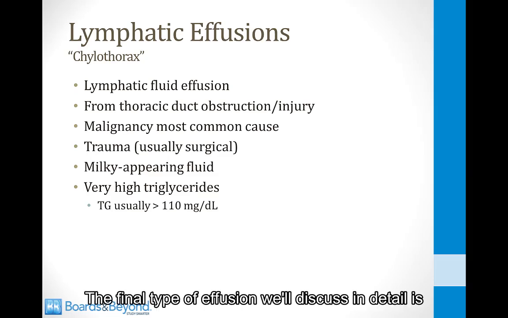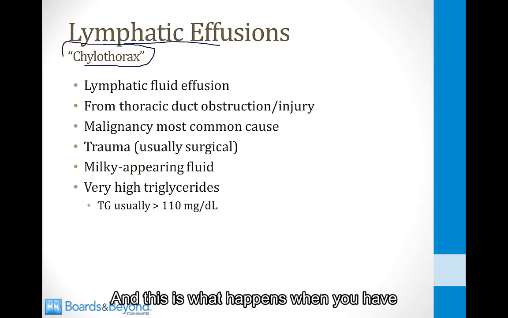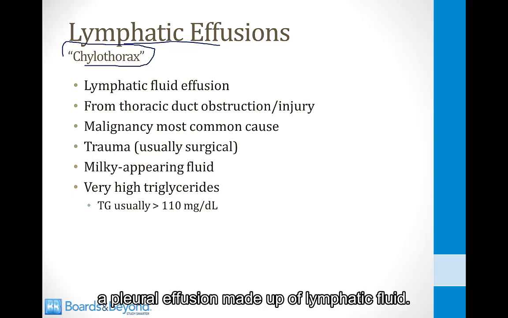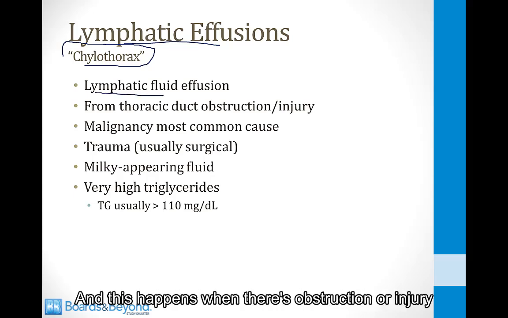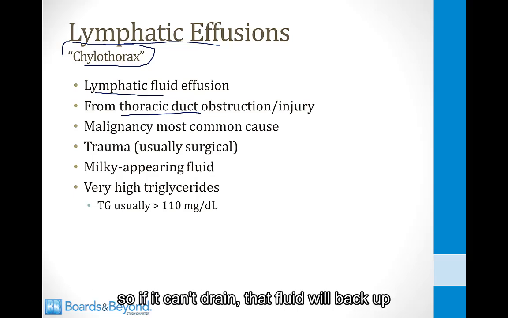The final type of effusion I'll discuss in detail is a lymphatic effusion. This is also called a chylothorax. Chyle just means lymph fluid. And this is what happens when you have a pleural effusion made up of lymphatic fluid. And this happens when there's obstruction or injury to the thoracic duct. Recall that the thoracic duct drains lymph fluid, so if it can't drain, that fluid will back up and it can fill the pleural space.